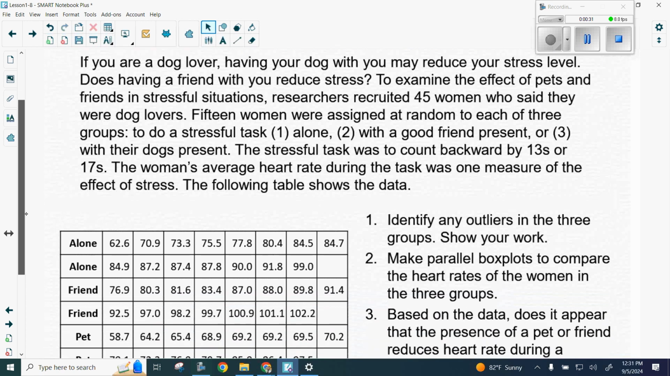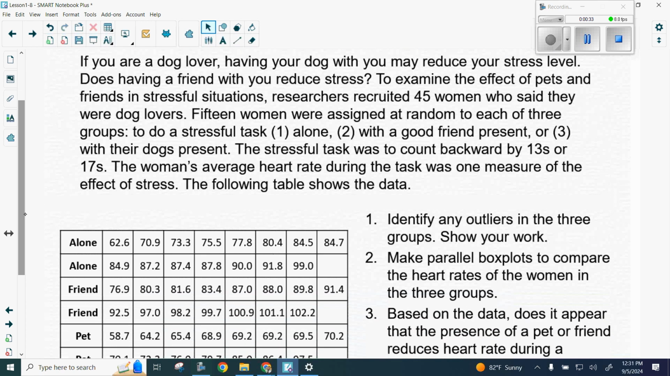So it says if you're a dog lover, having your dog with you may reduce your stress level. Does having a friend with you reduce stress? To examine the effect of pets and friends in stressful situations, researchers recruited 45 women who said they were dog lovers. 15 women were assigned at random to each of the three groups to do a stressful task, alone, with a good friend present, or with their dog present. The stressful task was to count backward by 13s or 17s. The woman's average heart rate during the task was one measure of the effect of stress. The following table shows the data.